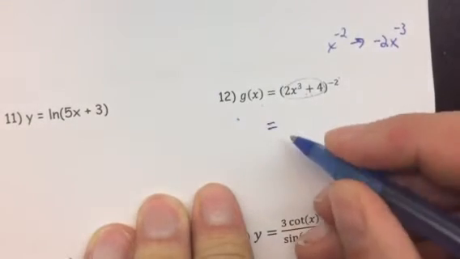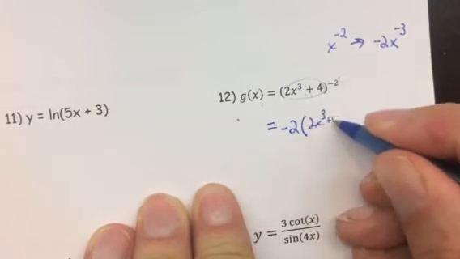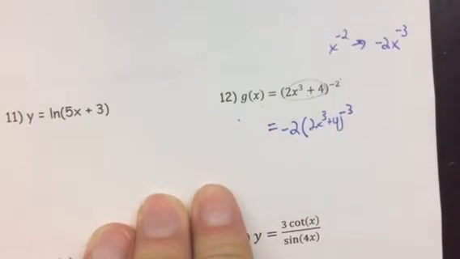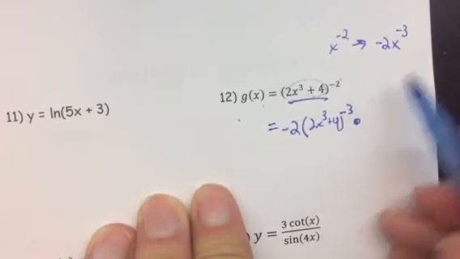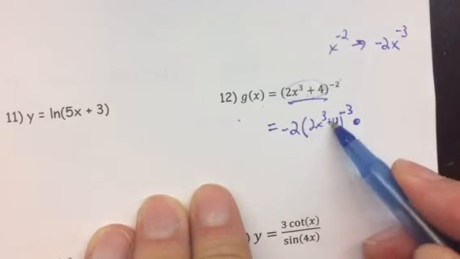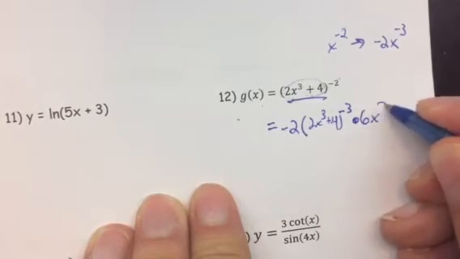It's going to be negative 2 times that same thing to the negative 3rd power, right? Times the derivative of the inside function. So we take the derivative of the outside function with the derivative of the inside still in it, times the derivative of that inside function, which is 6x squared.